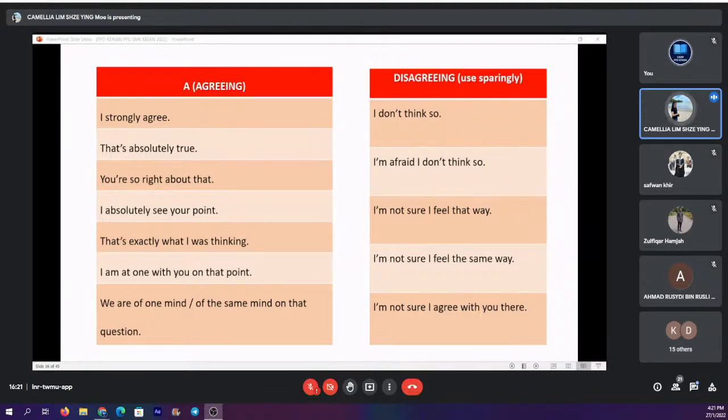Now teachers, perhaps if your students have the proficiency, how about you encourage them to clash on maybe one or two points? That will sound more natural because it's impossible for two individuals to agree on absolutely everything, right? So I put here, if you notice, use sparingly, because we don't want people to disagree on every single point either.